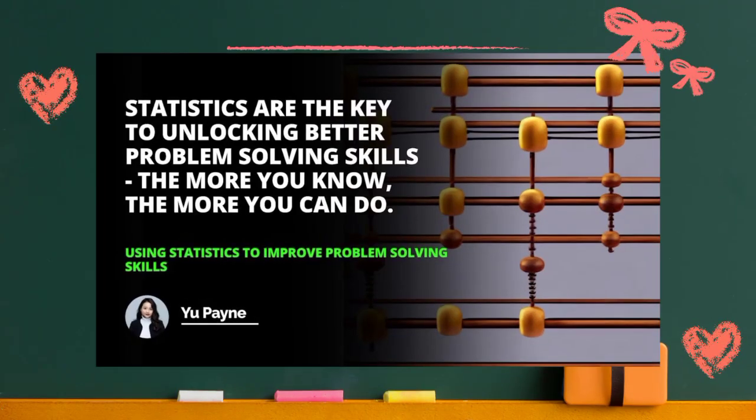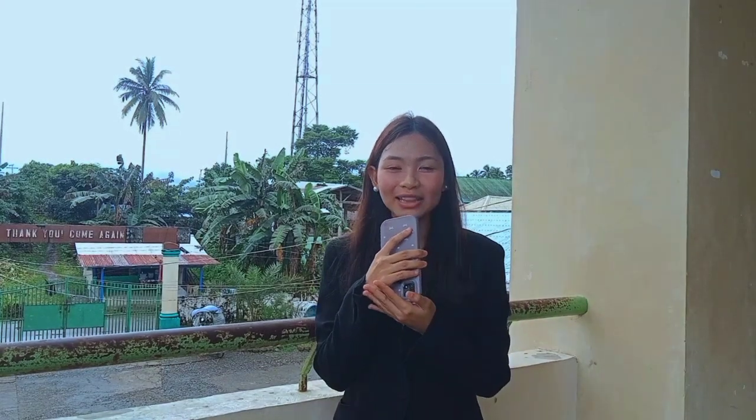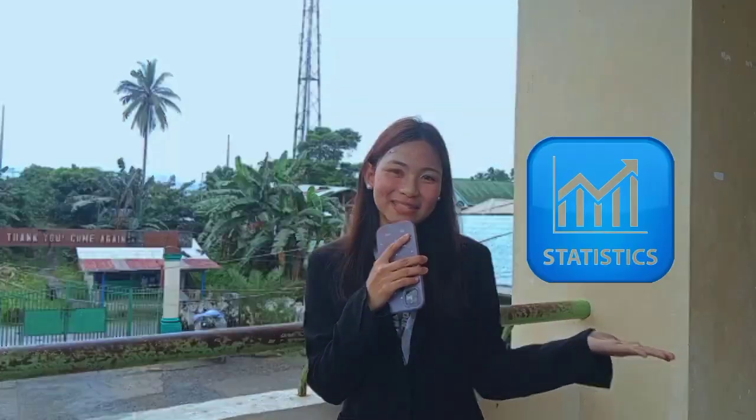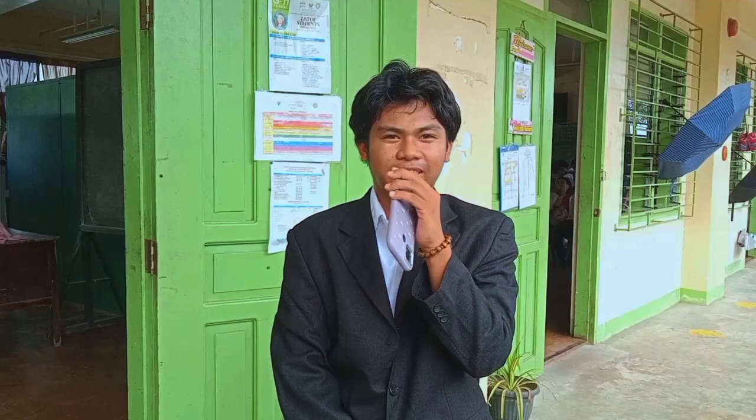Based on the quote by Yu Payne, she said that statistics are the key to unlocking better problem-solving skills. The more you know, the more you can do. Using statistics to improve problem-solving skills. And that's it! Just as simple as that, we have managed to solve the problem by using statistics. And I hope you learned something based on the discussion we presented.